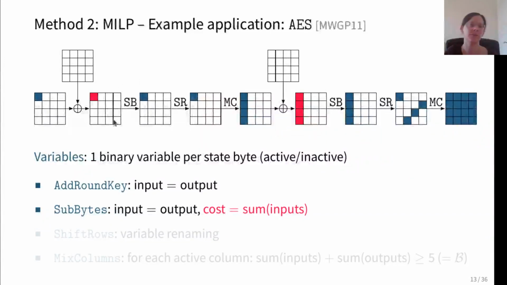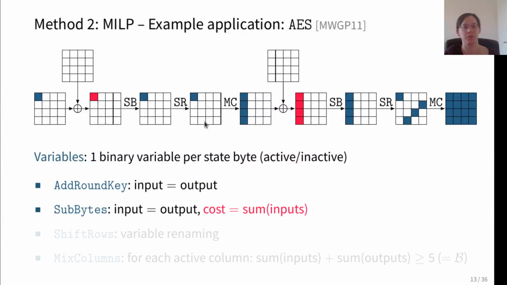Additionally, the S-box is also where the cost comes in. Each active S-box here sort of adds to our cost. So it would be a logical way to say that the cost function is simply the sum of the S-box inputs here. So for example, in this case, the sum is 1 because just one cell is active. In this case here, the sum is 4. So our cost function is going to be exactly the total number of active S-boxes.